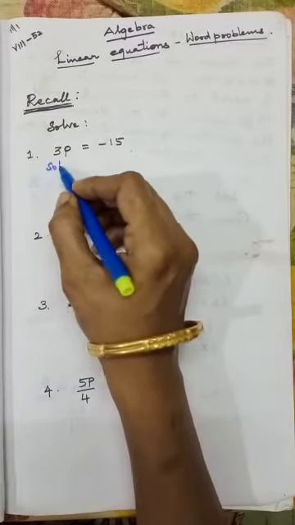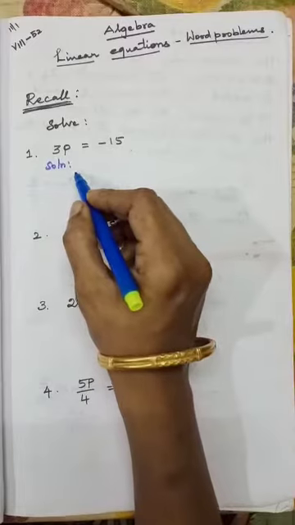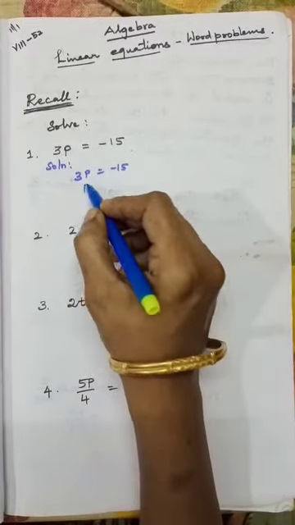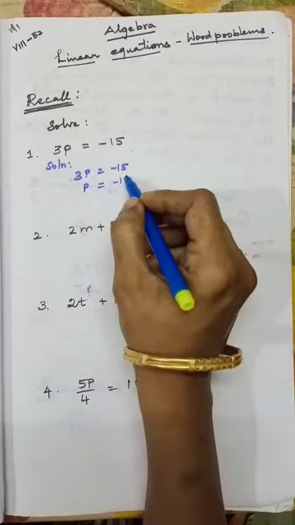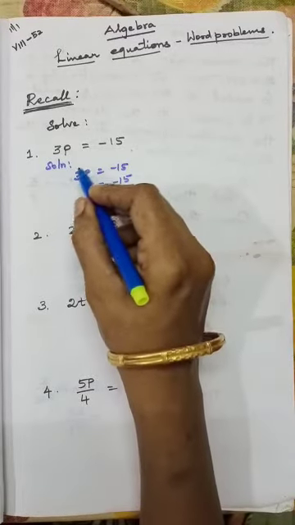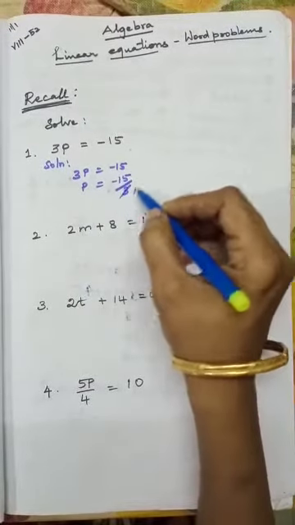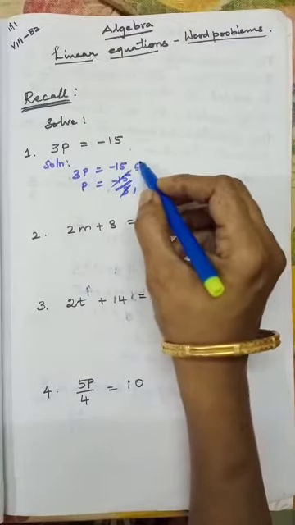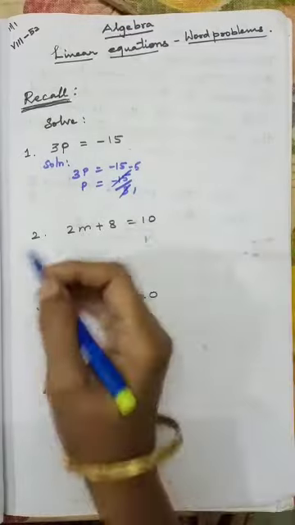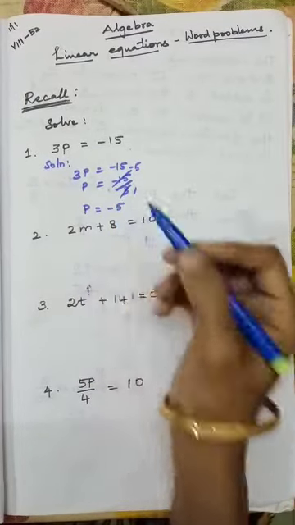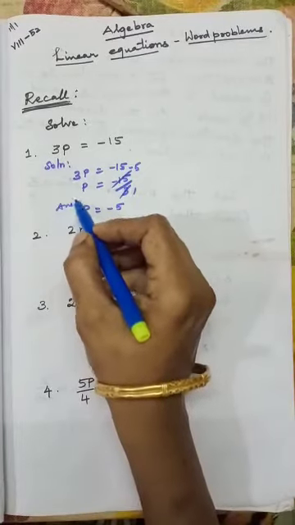Okay. Solution, 3p is equal to minus 15. So p is equal to minus 15 by 3. Here it is in multiplication, so it comes to the denominator. 1 3 is 3, 5 3s are 15. So here minus, so minus 5. The value of p is minus 5. Okay. This is the answer here.